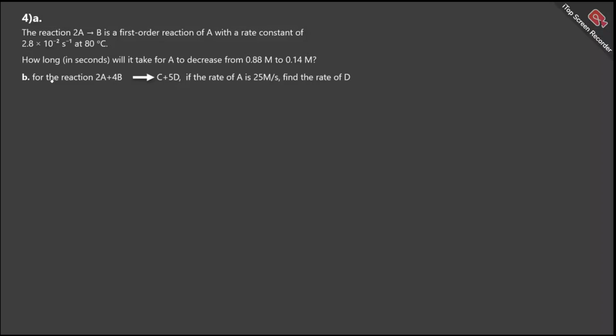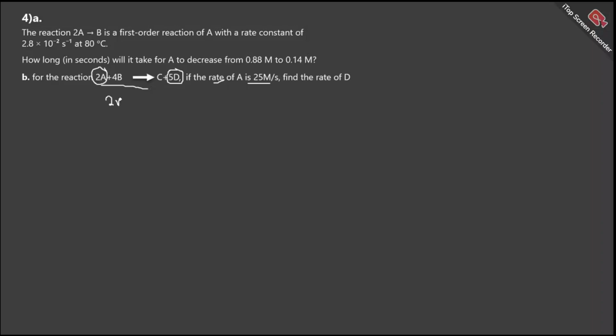I'll solve B. For the reaction, it is balanced: 2A plus 4B producing 6C plus 5D. If the rate of A is 25, find the rate of D. Okay, so we talked about this. Now, how do you go about it again? I talked about a situation where you've been given the rate of one reactant or product. In this case, it's A. So, we're going to focus on A and D.